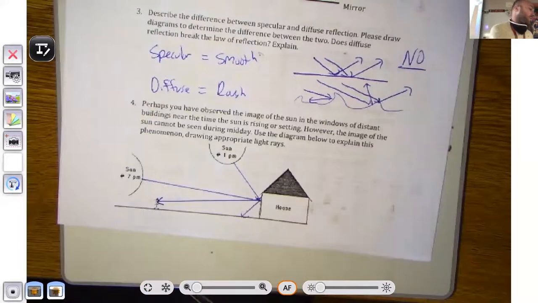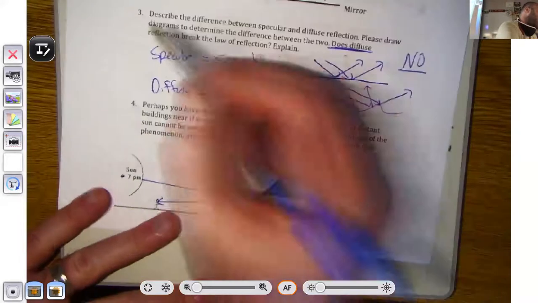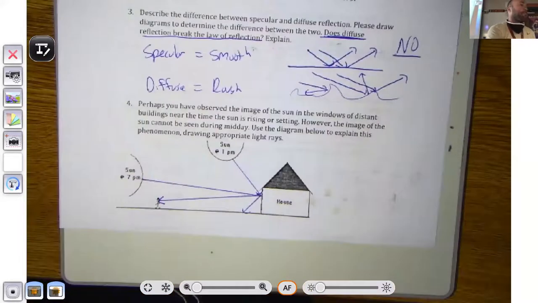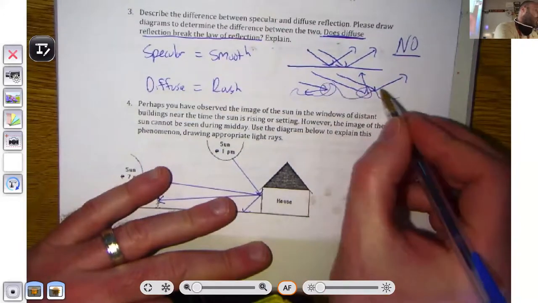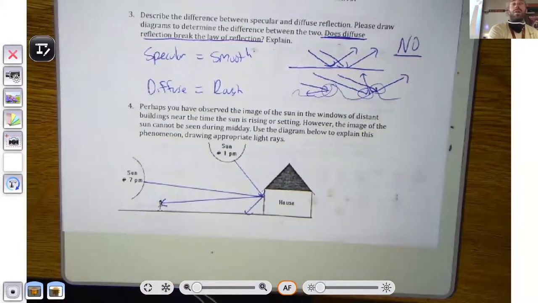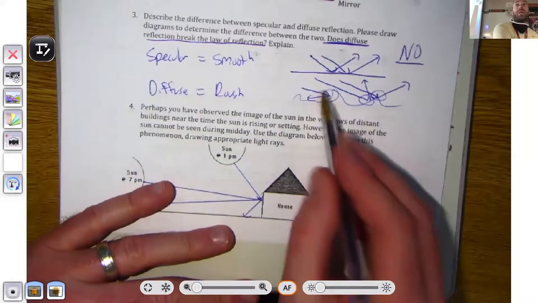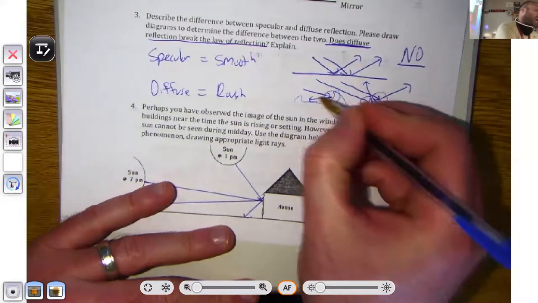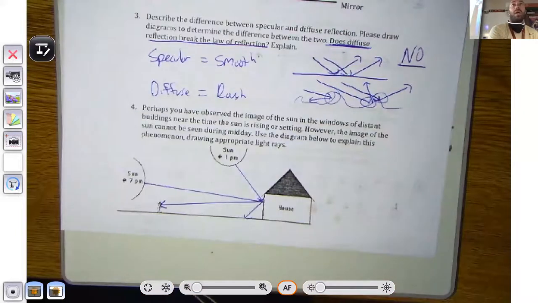But some people did not answer the second question. Does diffuse reflection break the law of reflection? The answer is no. At every single location where those incident light rays were hitting the surface, the law of reflection was still being applied. But because those surfaces are very uneven, if we were to draw in normal lines at each one of those locations, the angles would be different for each reflected light ray, but the law of reflection is still holding true.